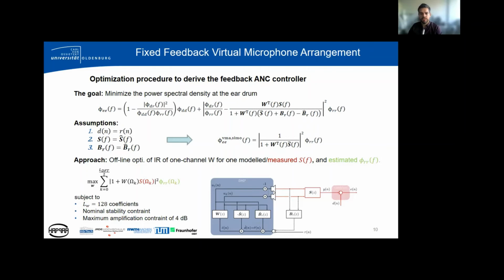The optimization is then subject to a fixed impulse response length of 128 coefficients, and two constraints. First, a nominal stability constraint that is used to ensure that the controller yields a stable system, and second, a maximum amplification constraint that limits the so-called waterbed effect to a maximum amplification of 4 dBs.